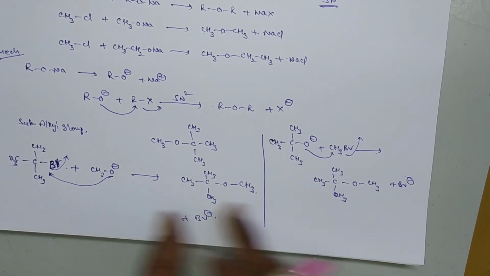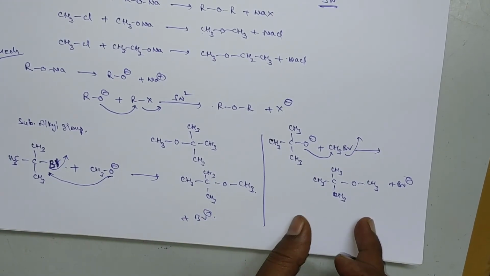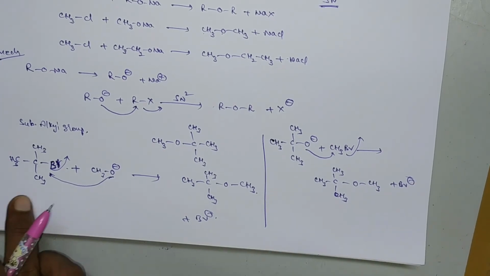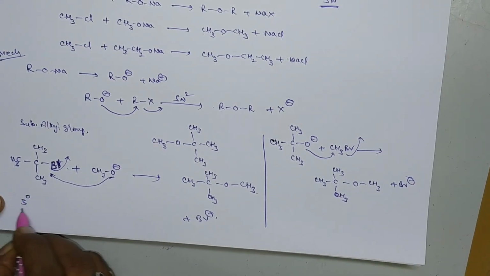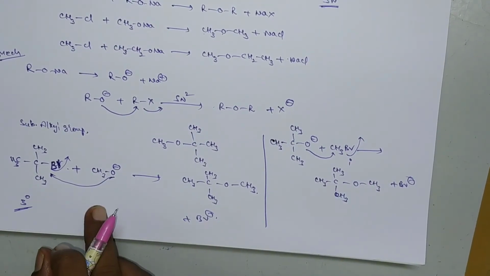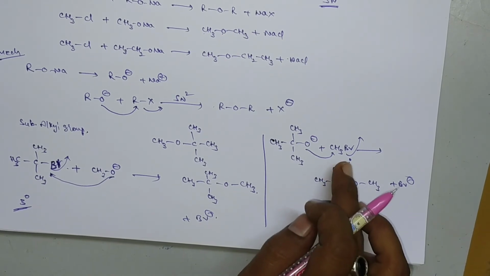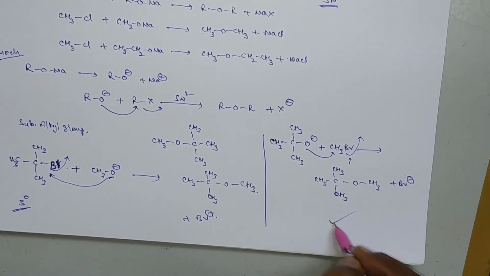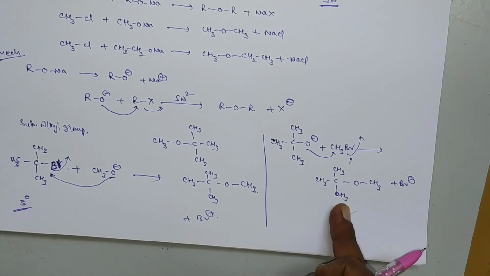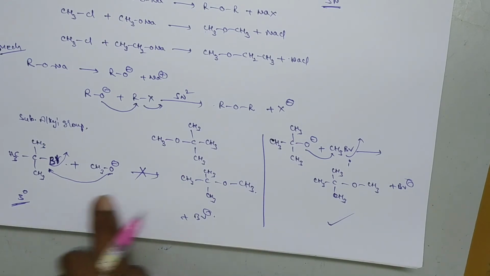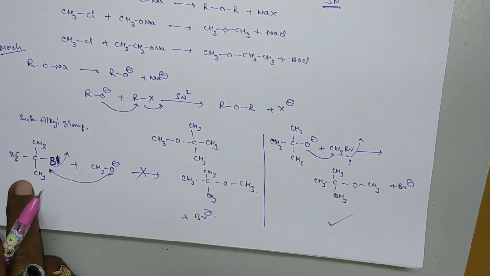Which is the best method for the preparation of ethers? Remember one point: one route involves a tertiary alkyl halide, and the other a primary alkyl halide. The SN2 reaction is more preferable in the case of primary alkyl halides, so that reaction is feasible. We can prepare this ether by this method, but we cannot prepare it from tertiary alkyl halides.